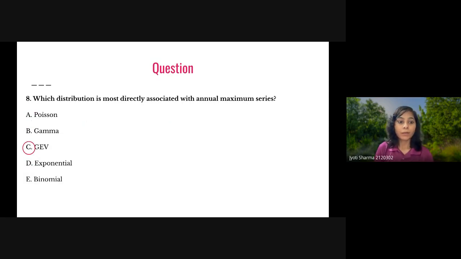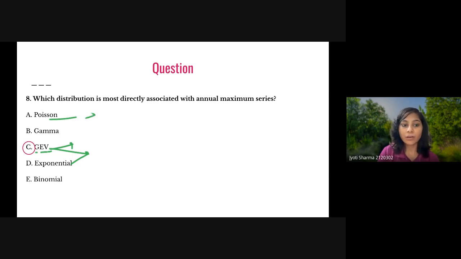Again, I have already given you the answer. Which distribution is most directly associated with the annual maximum series? If it is the annual maximum series, then I told you this is GEV, generalized extreme value theory, in which we can have block maxima and POT. So we are using GEV.